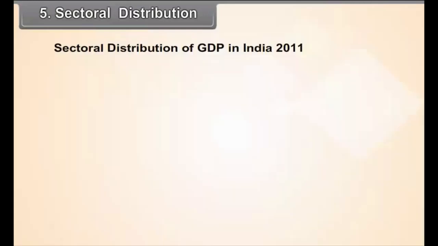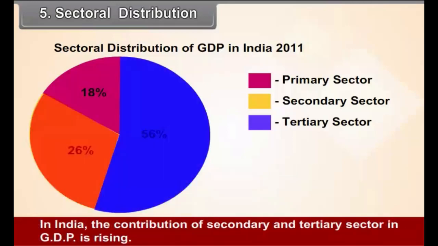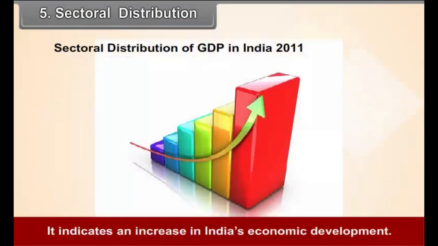Sectoral distribution of GDP in India, 2011. Sectoral distribution of GDP is an index which measures the economic development of a country. In India, the contribution of the secondary and tertiary sectors in GDP is rising. It indicates an increase in India's economic development.